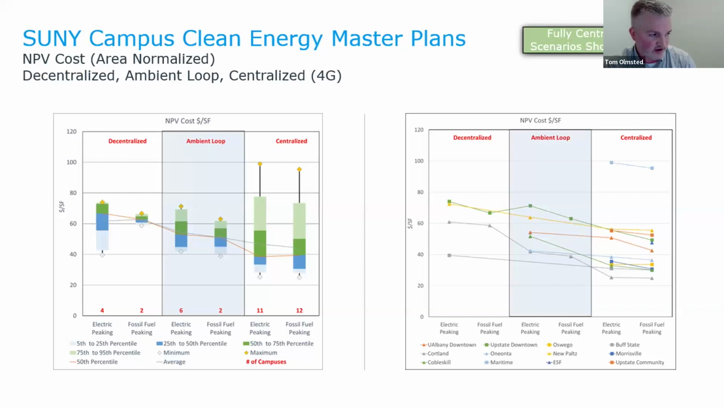You're not really able to take advantage of economies of scale. So it's costly, more equipment, and relatively inefficient. Ambient loop systems are better, but in many cases, each building having their own heat pump can be CapEx intensive. Fully centralized systems ended up having the lowest life cycle costs. But again, this is just one example, maybe not applicable across the board.